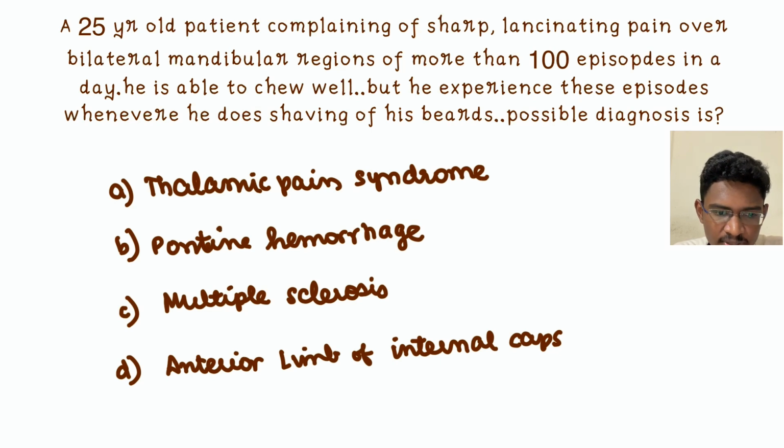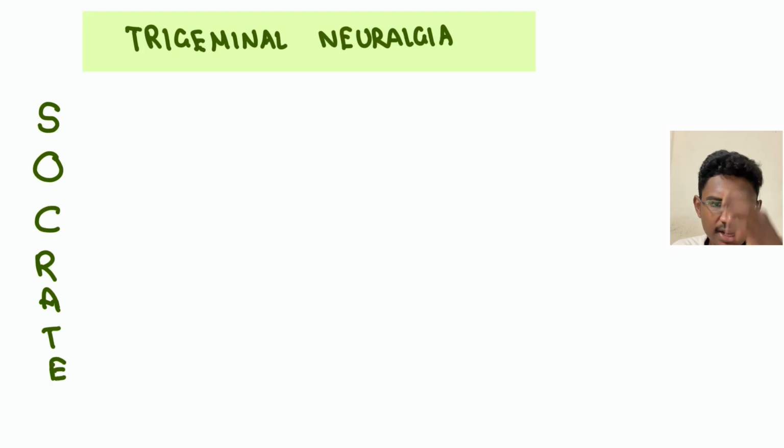I know some 70% of the people have chosen thalamic pain syndrome because of some nostalgia with your INI-CET, I think. But read this question properly. Let's deal with it in a step-by-step manner. This is nothing but trigeminal neuralgia happening here. First, let's know trigeminal neuralgia in detail, what's happening there, so that you will be able to decode this question. In trigeminal neuralgia, as we know, it's a neuralgia, pain. So I will describe it with the SOCRATES mnemonic. Site: where is the site of the pain? See, it's trigeminal neuralgia.